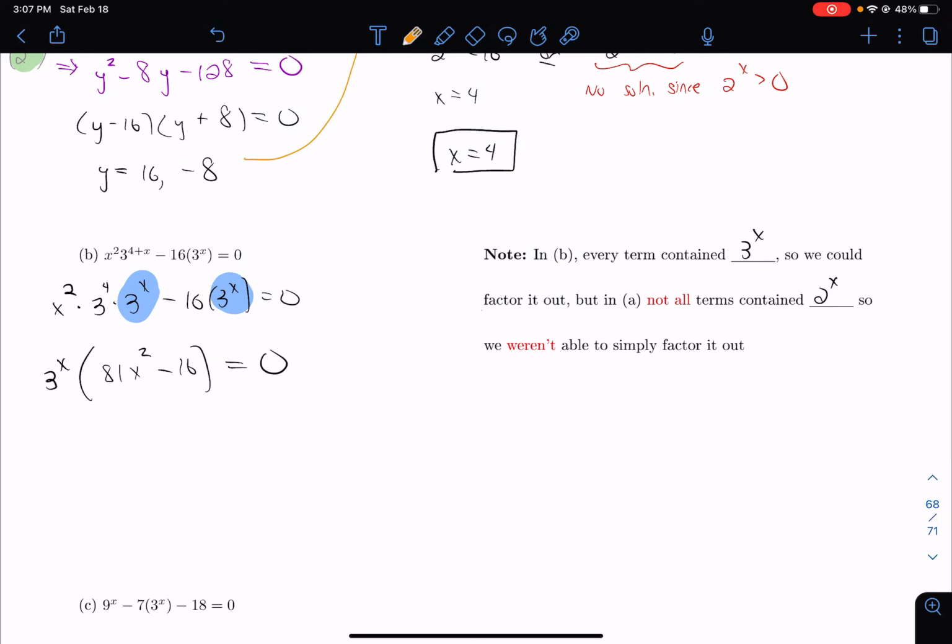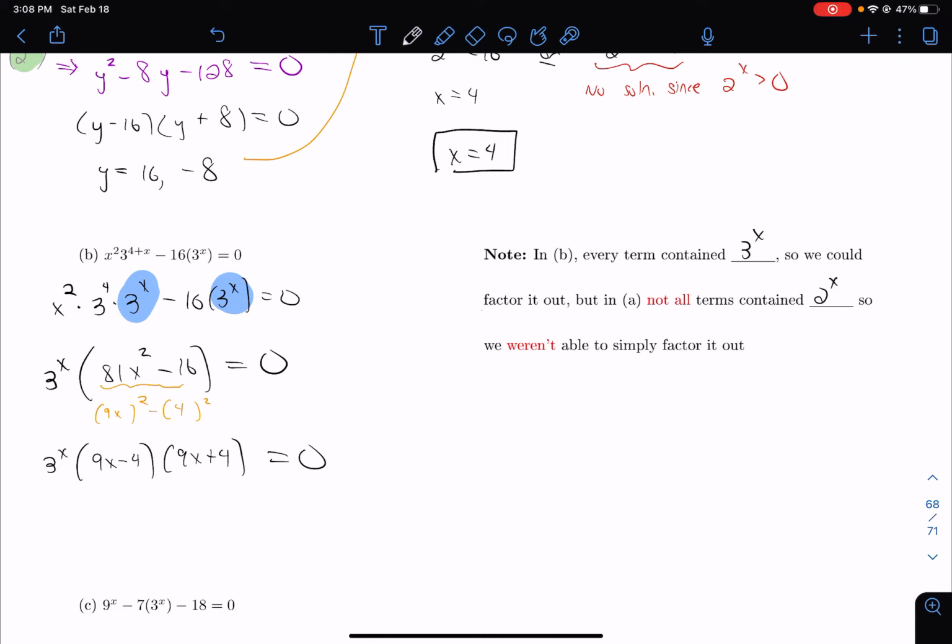So I notice that 81x squared minus 16, well, I got some difference of squares. This is something squared minus something squared. So with the 16, that is 4 squared. And the first one is 9x getting squared. So if I use my difference of squares, we got 3 to the x in front, and then we'll get 9x minus 4 times 9x plus 4. That whole thing equals 0.